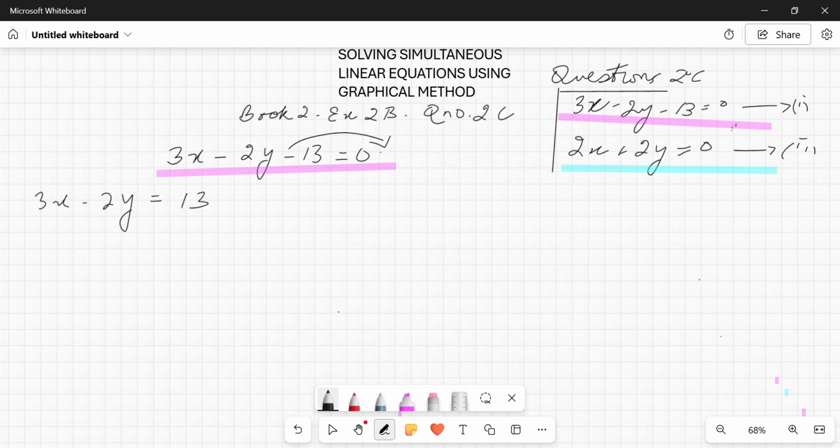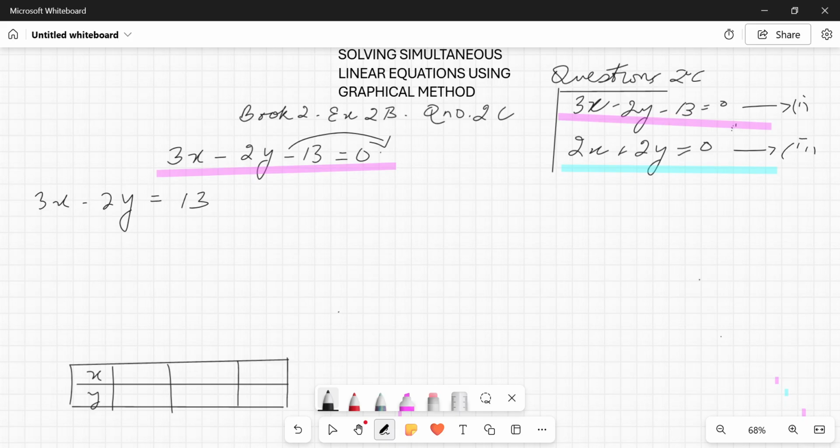So first of all, I'm making the chart of the first equation. I need three values of x and y. Let's take x as 0. Let's check. And here we need the answer not in decimal form. We need the answer as a whole number.